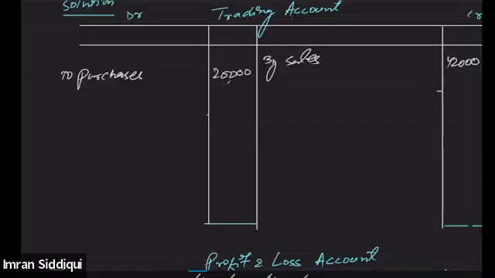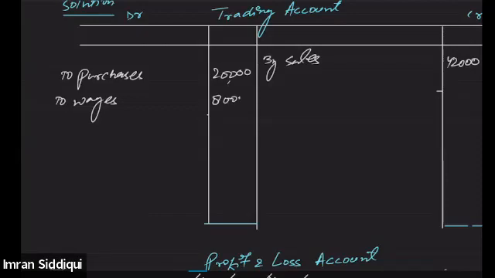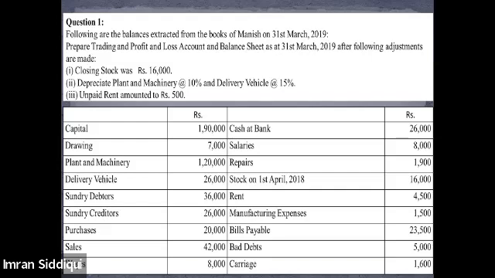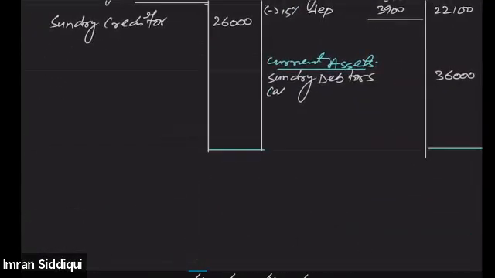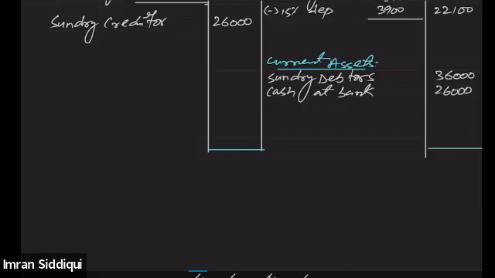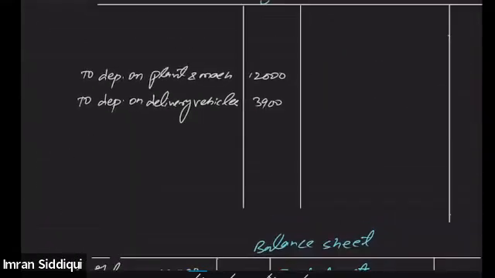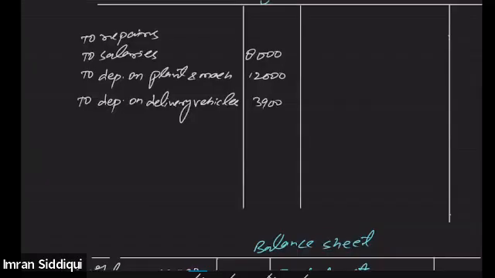After that, we have wages. Wages again, it is a direct expense, which needs to be recorded in the trading account, 8,000. Then cash at bank, it is a current asset, 26,000 in the balance sheet. Cash at bank, 26,000. Then salary. Salary is called an indirect expense. So salary, 8,000. After that, repairs. Again, it is an indirect expense. Repairs are 1,900.